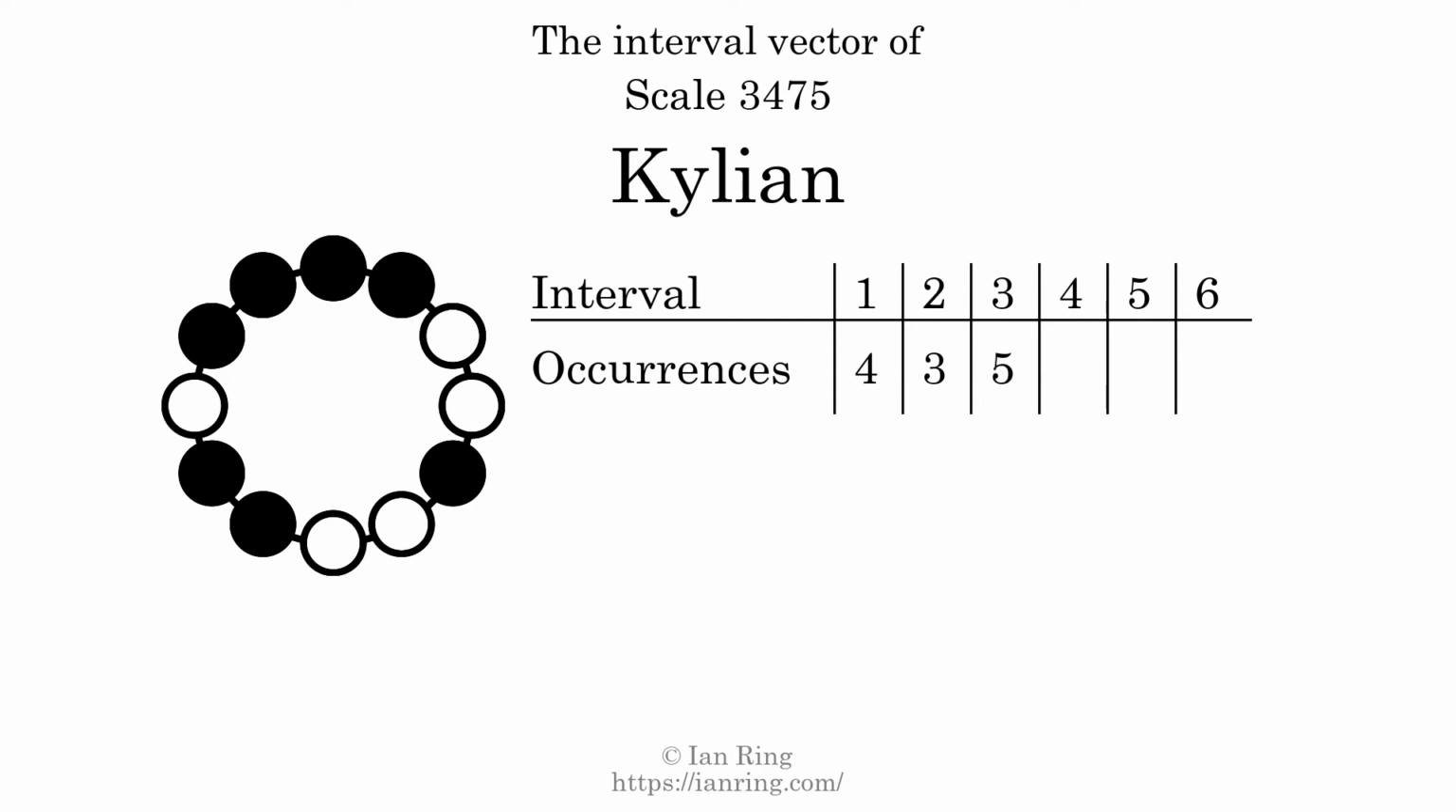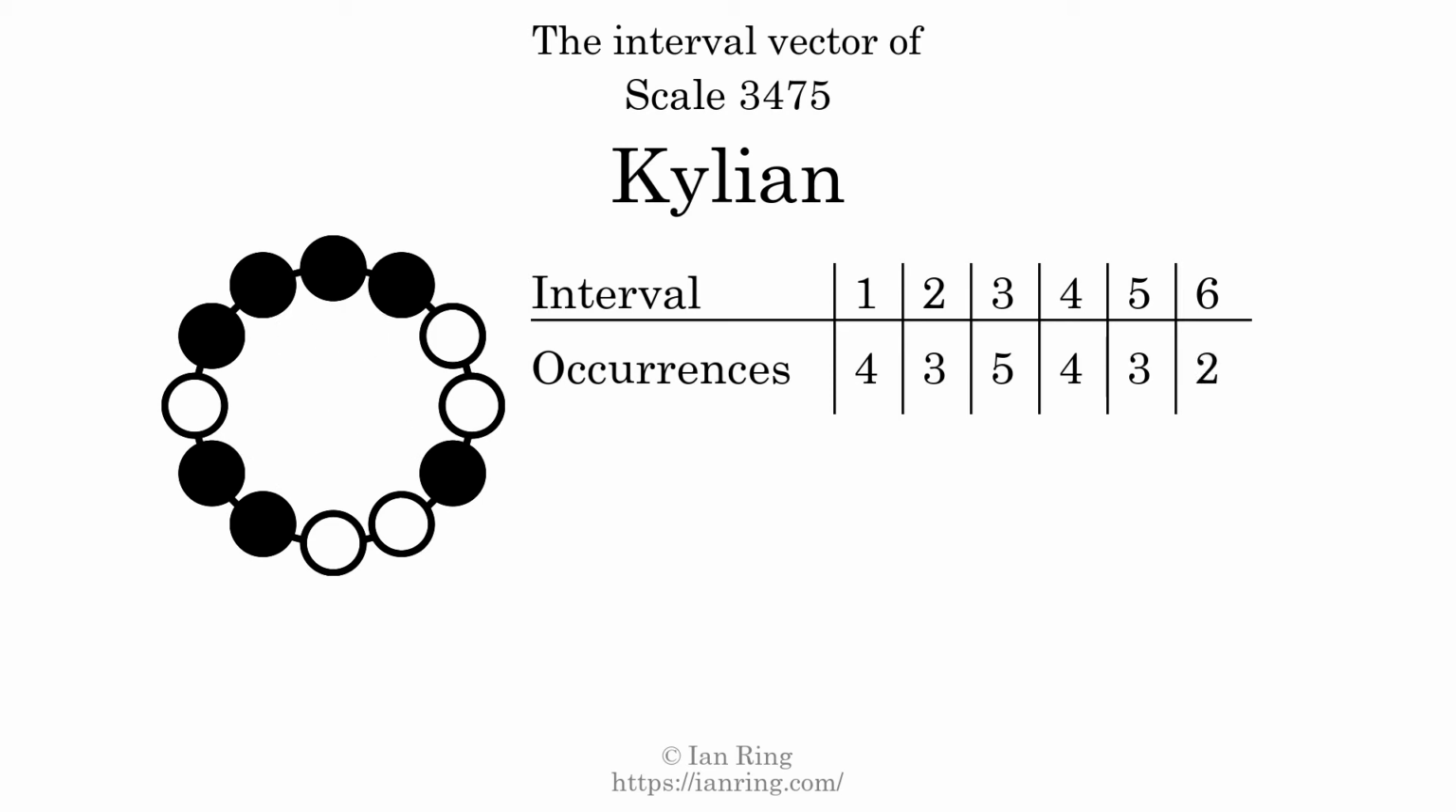There are 5 intervals with a size of 3 semitones. They are here, here, here, here, and here. There are 4 intervals with a size of 4 semitones. They are here, here, here, and here. There are 3 intervals with a size of 5 semitones. They are here, here, and here.